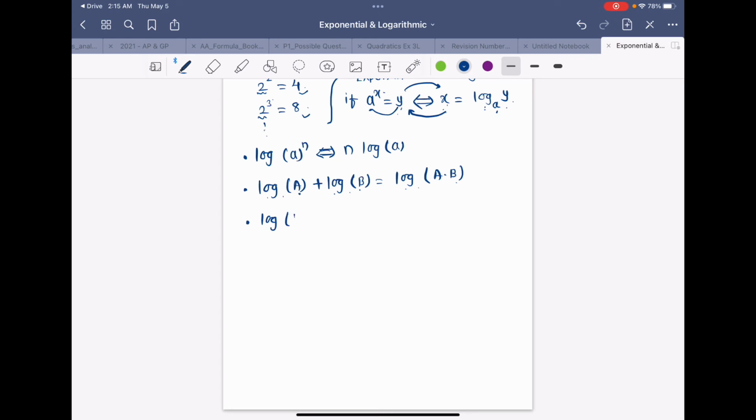Log of a minus log of b is log of a over b, with a common base.